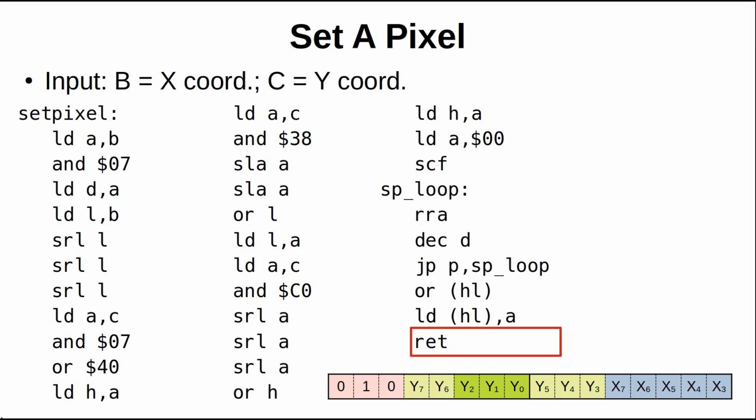You can make a very similar routine to clear a pixel, and all you'd have to do is just invert A after the loop and then AND it with the current value in screen RAM before writing it back.